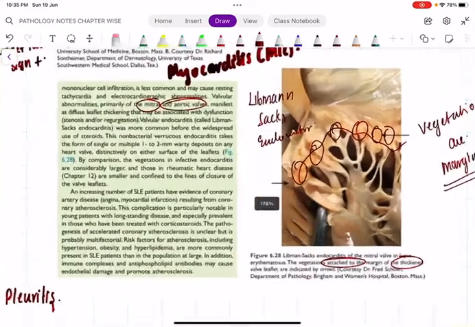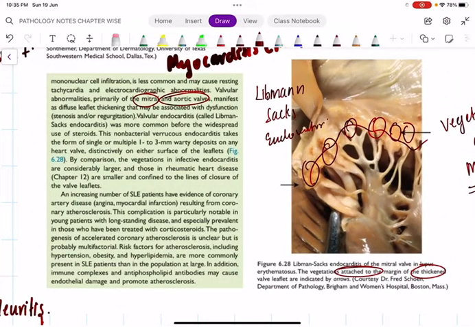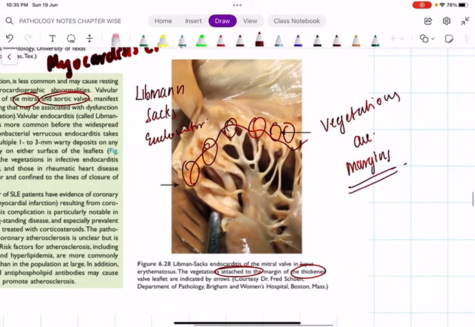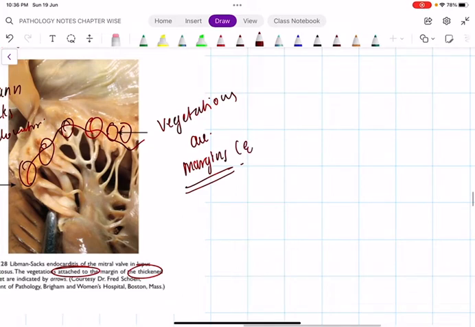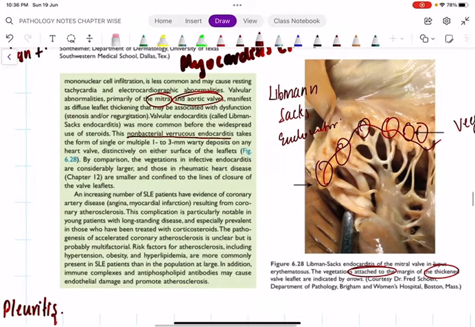Fine. We will see other types of endocarditis, that means infective endocarditis, rheumatic heart disease endocarditis, then non-bacterial thrombotic endocarditis, all these are there. In those, different morphologies will be there, but here in Libman-Sacks endocarditis, remember the vegetations will be attached at the margins, that too on either side of the leaflet. This non-bacterial verrucous endocarditis takes the form of single or multiple wart-like deposits distinctly on either side of the leaflet. So that's the most important thing.